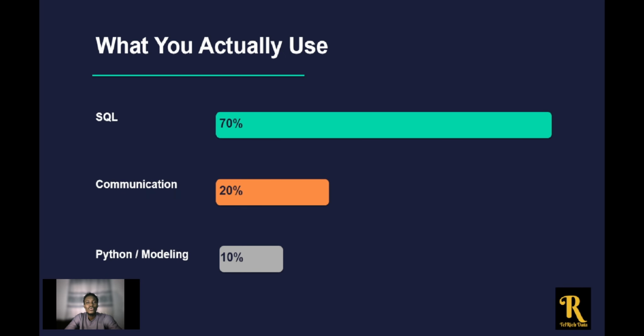At the end of it all, the people you may be reporting to may not be technical. So you need to find a way to translate what you've done in a way that they will understand what's going on. That brings us to communication. Then the other 10% is Python or modeling. The ratio might shift a bit in other companies, but for most fintech teams, SQL is the king.